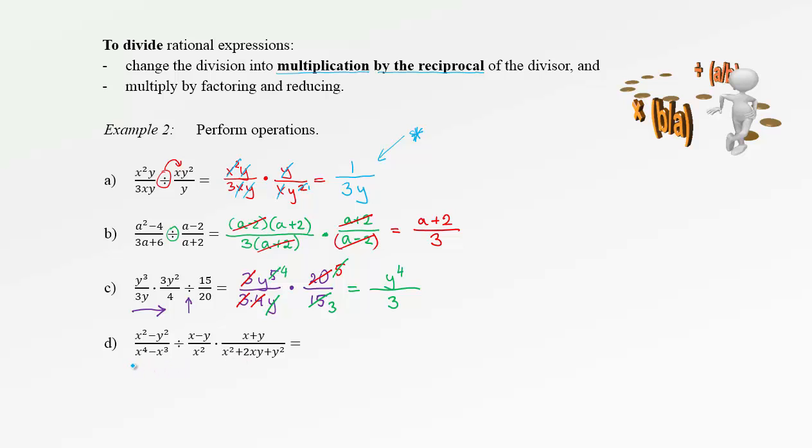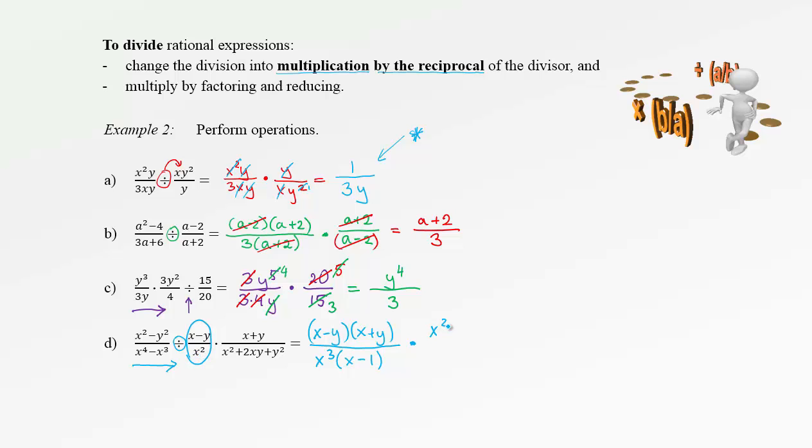Still, we need to watch the order of operation from the left to the right. So first we perform this division, which means we are going to replace this division by multiplication by the reciprocal of the very next fraction. In the meantime, we are going to factor every single numerator and denominator if possible. So the first numerator is a difference of squares, x minus y and x plus y. In the denominator, we have common factor x cubed that can be pulled out. So inside the bracket we have still left x minus 1.